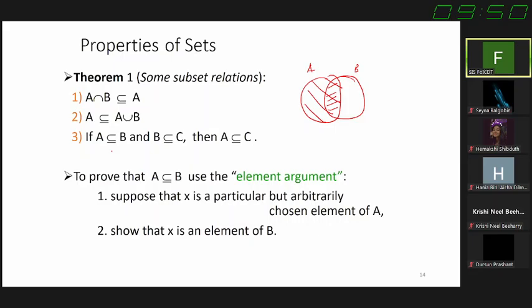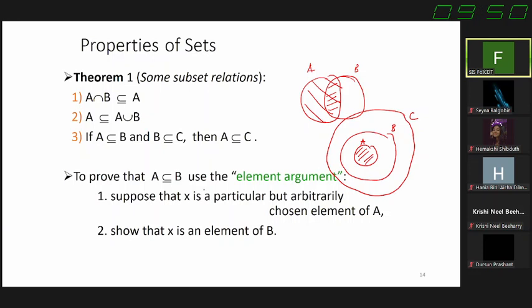This is interesting. If A is a subset of B, and B is a subset of C, then A is a subset of C. So this is A, and this is B. If A is a subset of B, and B is a subset of C, then definitely A is a subset of C. Pretty simple to understand this.